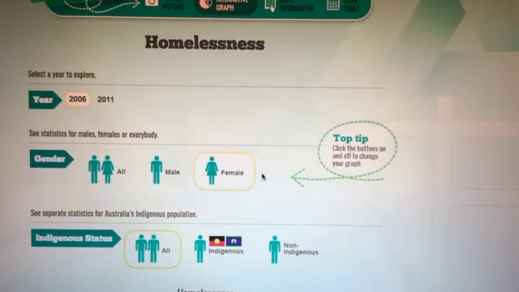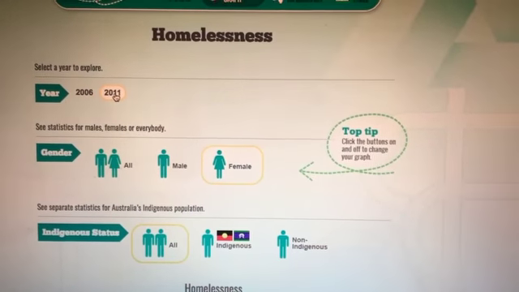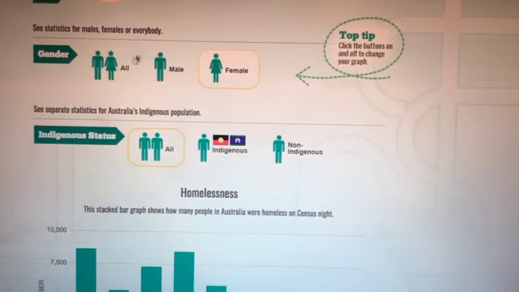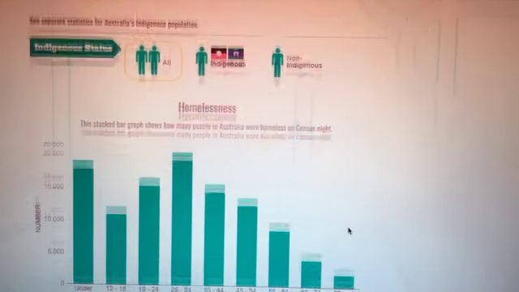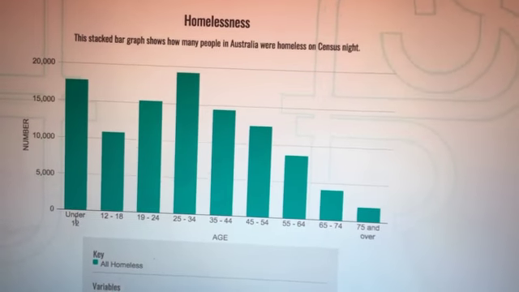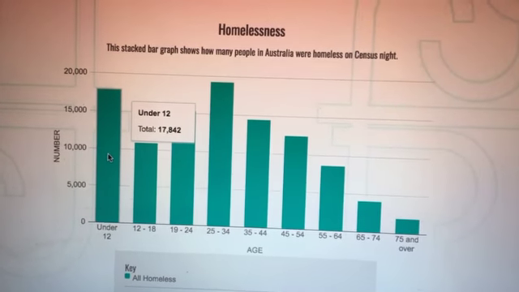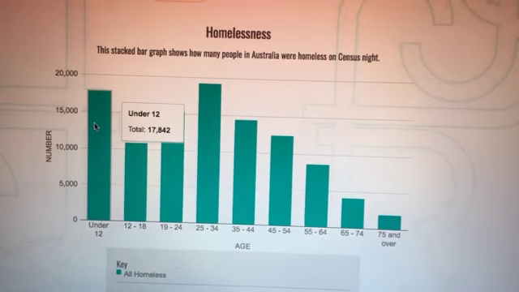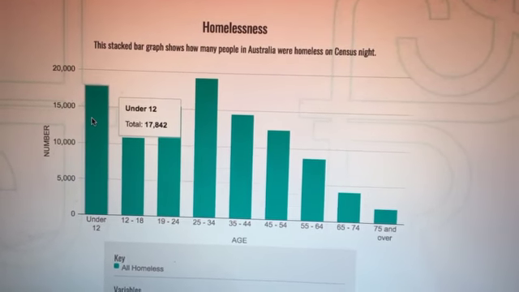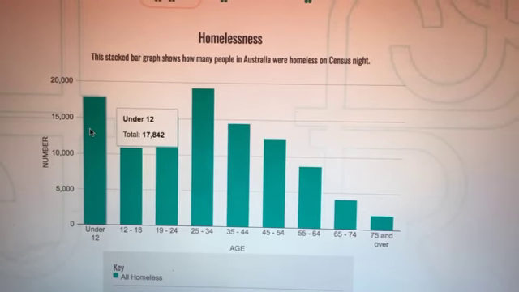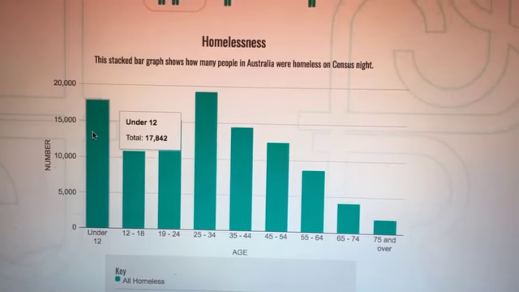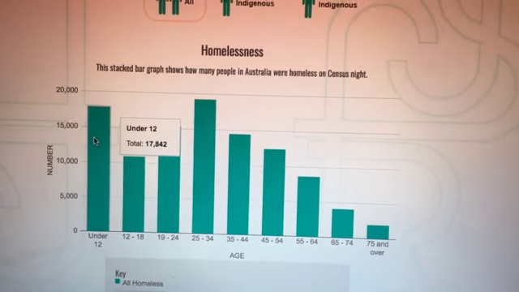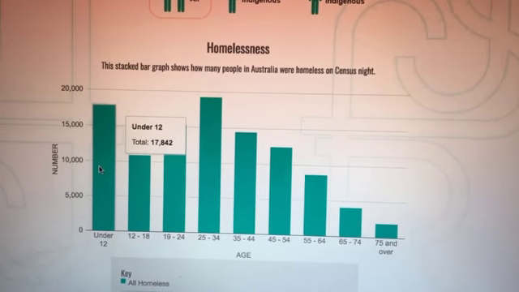Let's have a quick look at how it changed in 2011. 5 years later, another census was done, and put it back onto both boys and girls. And let's see if it changed. Who can tell me? Children under the age of 12. How many is there now? 17,842. So has it gone up or down? That's right. There was in 2011 more homeless children than in 2006.